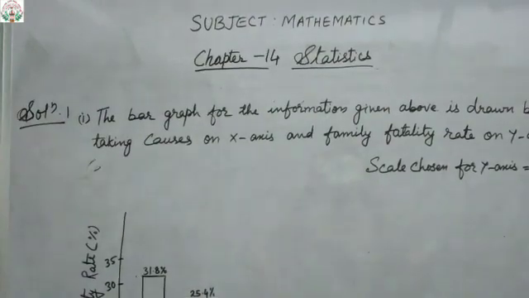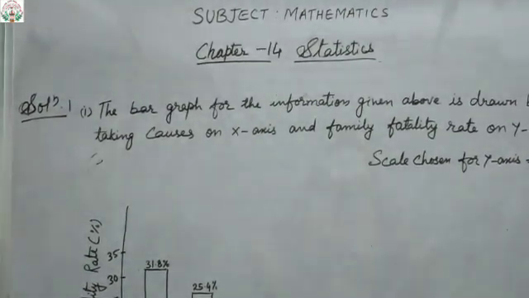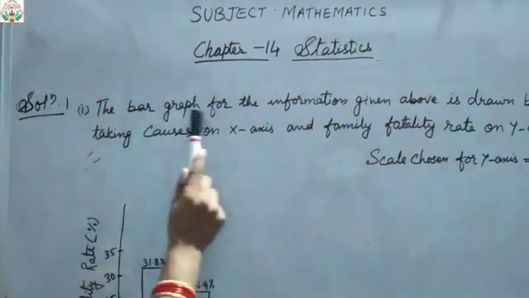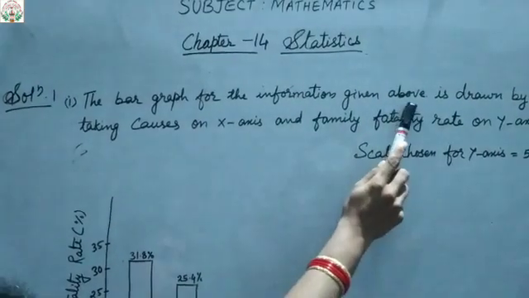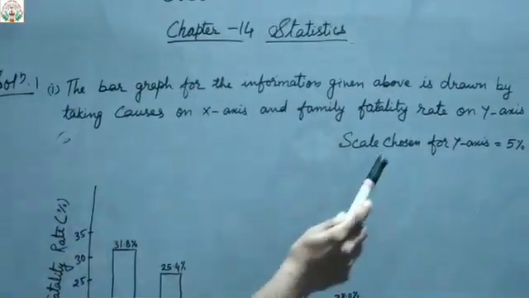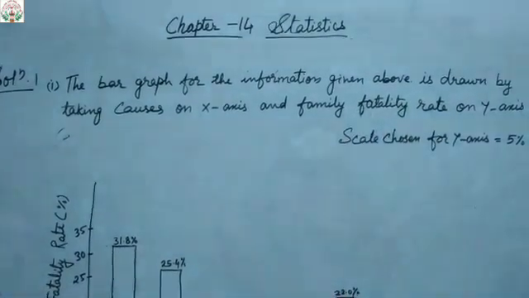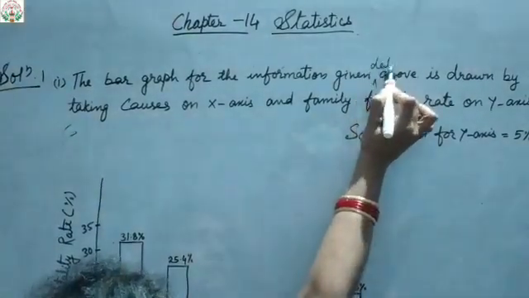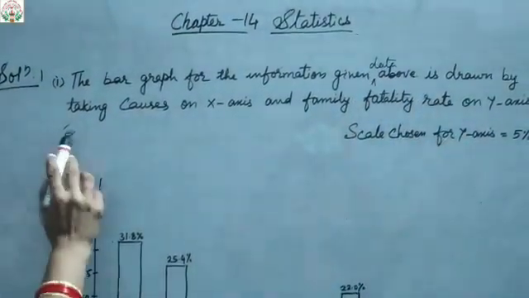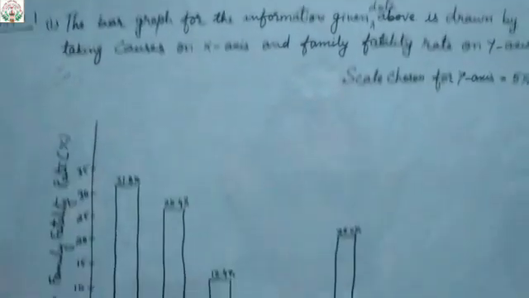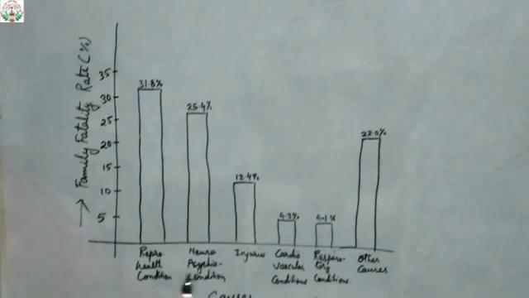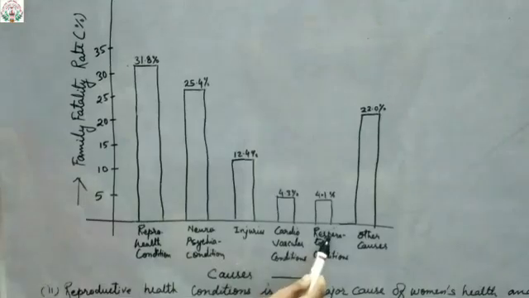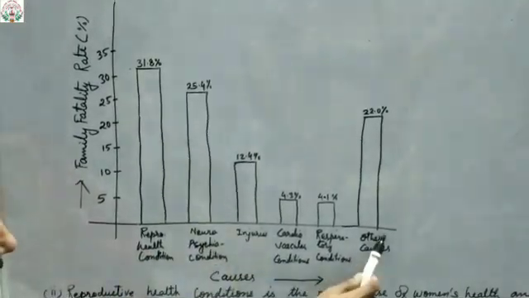So now what you have to do, first question, represent the information given above graphically, means using a bar graph, you will represent this data. The bar graph for the above data is drawn by taking causes on the x-axis. You can see causes are there: reproductive health conditions, neuropsychiatric conditions, injuries, cardiovascular conditions, respiratory conditions and other causes. This is the x-axis.